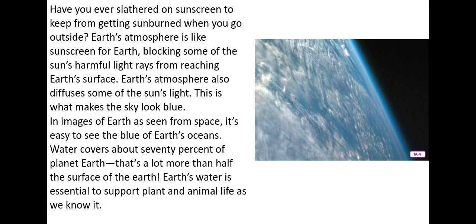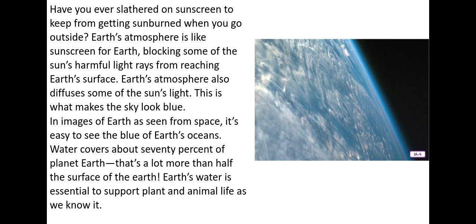Have you ever slathered on sunscreen to keep from getting sunburned when you go outside? Earth's atmosphere is like sunscreen for Earth, blocking some of the sun's harmful light rays from reaching Earth's surface. Earth's atmosphere also diffuses some of the sun's light. This is what makes the sky look blue.